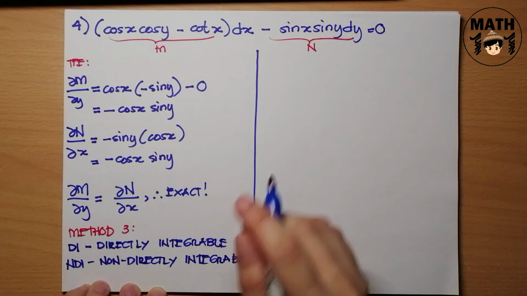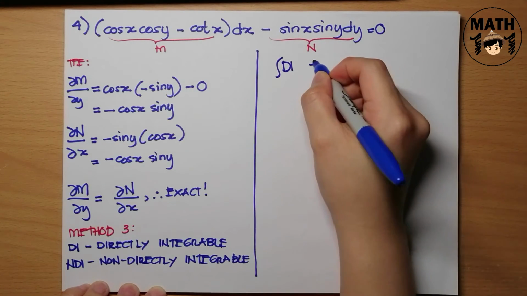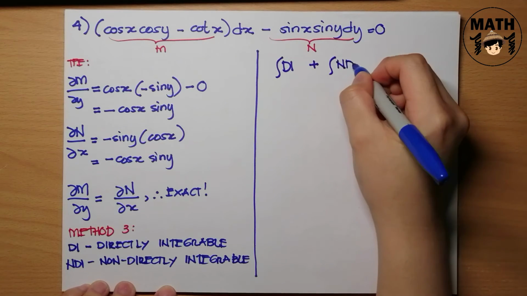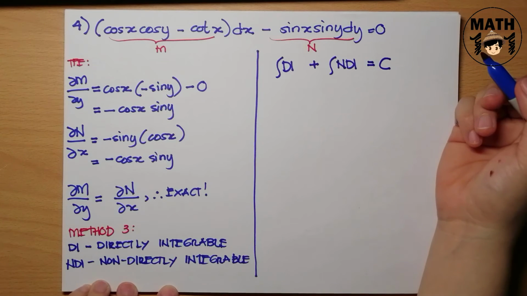And to solve for the function na hinahanap natin, i-integrate natin lahat ng directly integrable. I-add natin yung integral ng either kay dx or kay dy na non-directly integrable. And we'll equate that to the constant c. Ngayon, ano ba yung directly integrable?